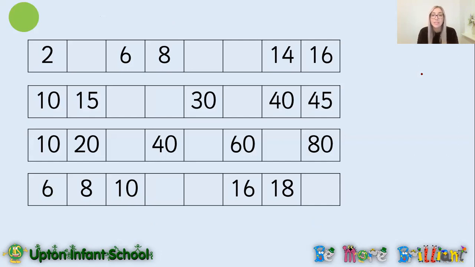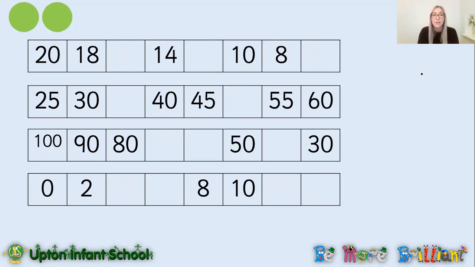You need to work out whether it's counting in 2s first of all, whether it's counting in 5s, whether it's counting in 10s. And then you need to work out whether it's counting forwards or backwards. So pause the video here for the first part of the green challenge. Pause the video here for the second part of the green challenge. So is it counting in 2s, 5s or 10s? Is it counting forwards or backwards? Okay, so pause the video here.